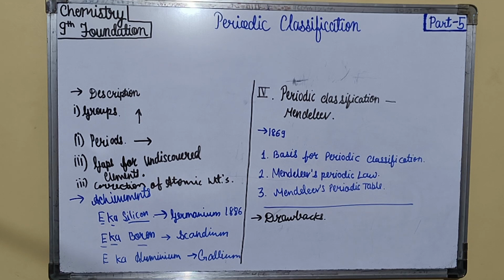I hope you have understood till this. Over here we have ended Mendeleev's discovery. Now in part 6 we will learn the fifth point, that is the modern periodic law, a journey from Mendeleev to Moseley, and we'll learn all the things about Moseley's discoveries.